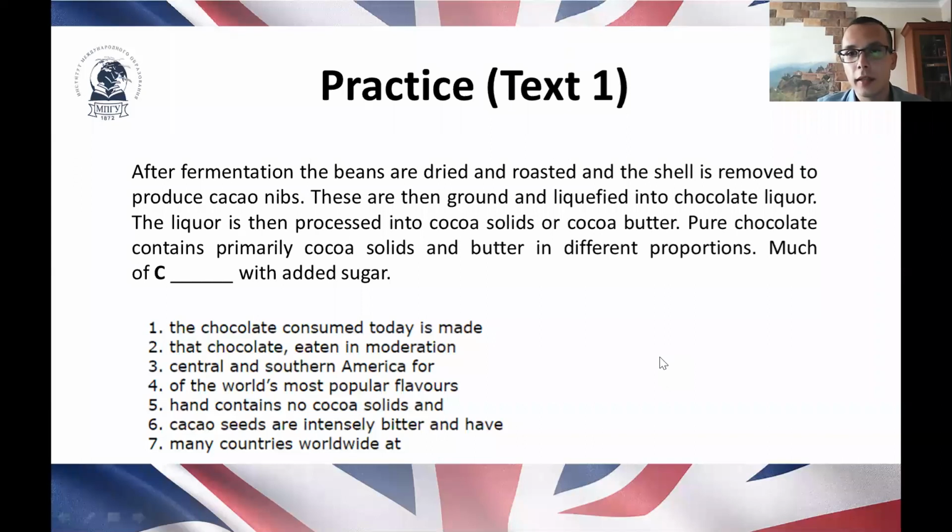Yeah, Tatiana, Irina, yeah, 1. So the cue here is that we need a noun with the verb. Yeah, we need a noun with the verb in this gap, and much of the chocolate consumed today is made. Yeah, the chocolate is made with sugar added. So that's why we need 1, and it's likely to be here.